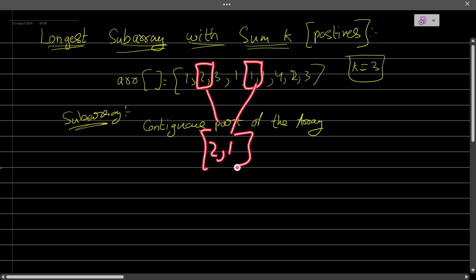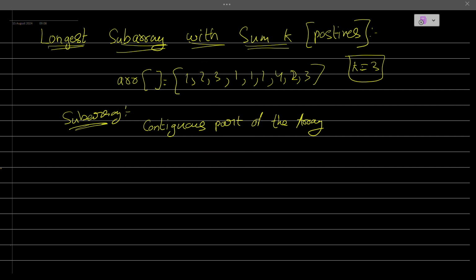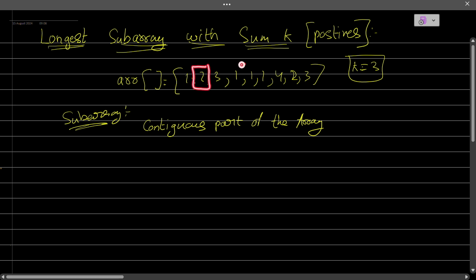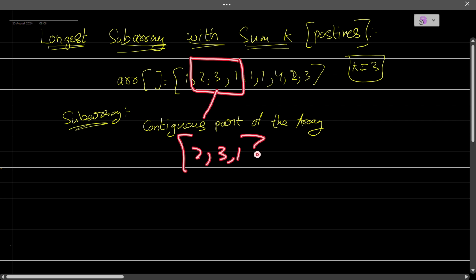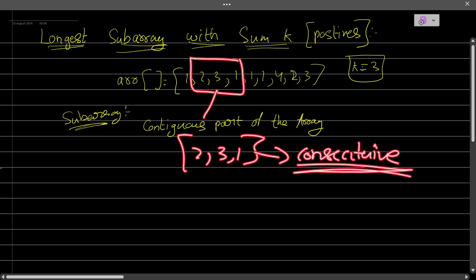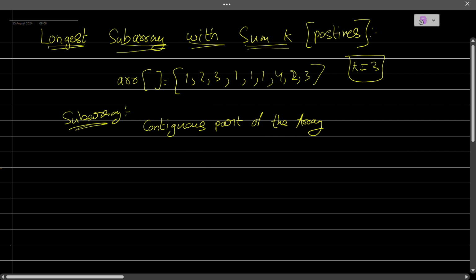I can't say this and this is a subarray because they are not contiguous, they are not consecutive. What is consecutive? I can say 2, 3, 1. So they are in a consecutive form. Then I can say it is a subarray.